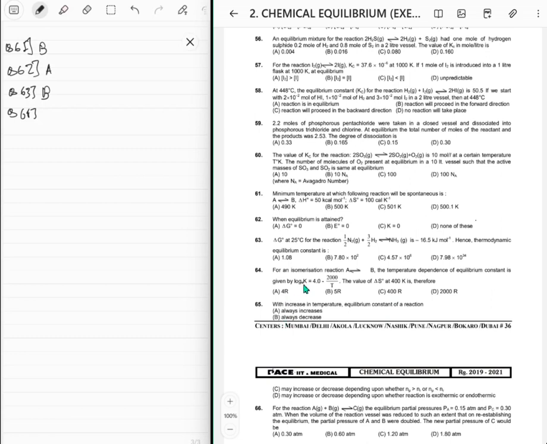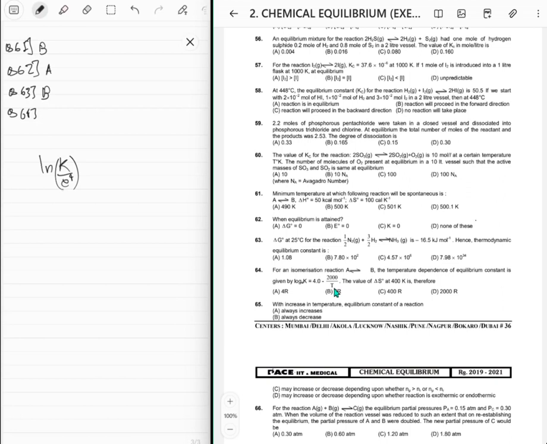For an isomerization reaction, the temperature dependence of the equilibrium constant is given by this thing. The value of delta S at 400 Kelvin is therefore... Whatever, it's just given by this thing. Okay, so natural log K is this thing. Natural log K upon e power 4.